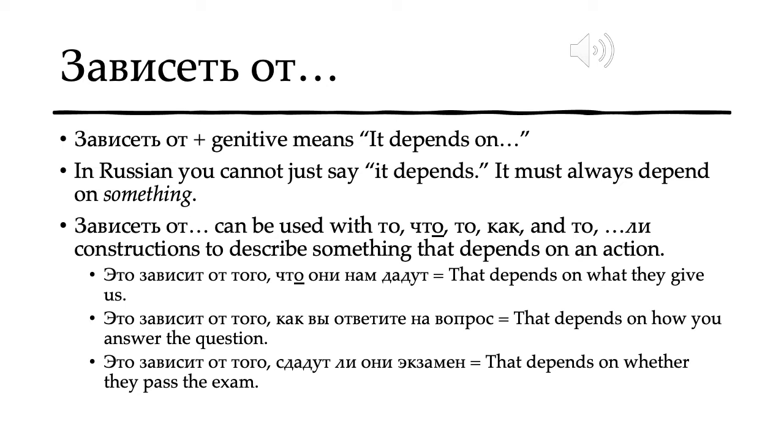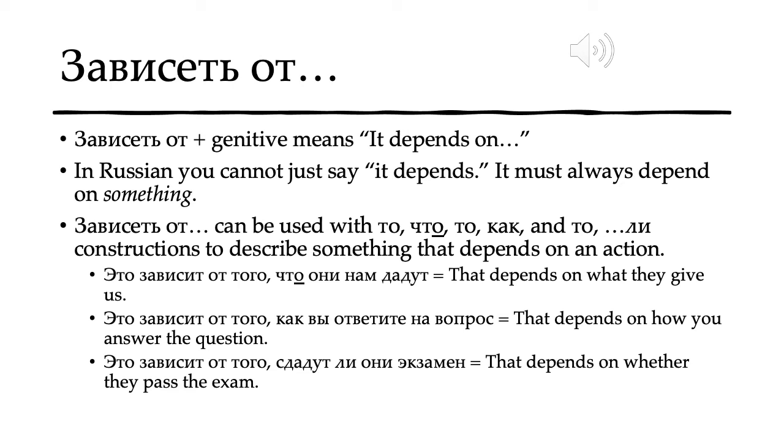But you can also use it with these то, что or то, как constructions plus a verb to say that something depends on an action. So if you look at the examples I have here on the last slide, we can see things like «Это зависит от того, что они нам дадут». That depends on what they give us, where we have то, что with the meaning of what. So it's the stressed что. And you see here that we have two different cases. So это зависит от того, genitive, что, accusative, они нам дадут.